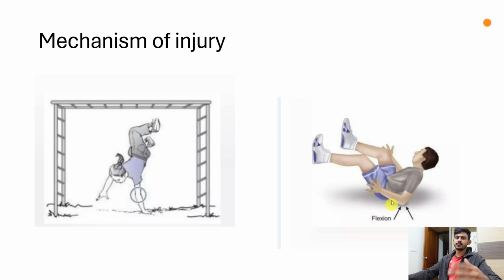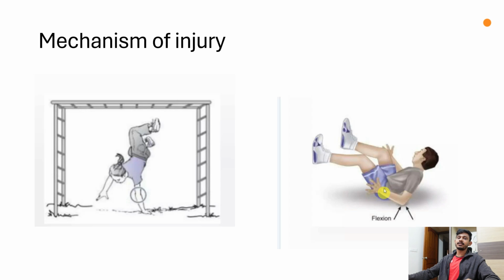So the two most common mechanisms of injury are a fall on the outstretched hand with elbow hyperextended and pronated or supinated, but usually pronated. As you can see with the elbow hyperextended, if there is a fracture in the supracondylar area, it will lead to an extension type of fracture, which I'll be showing you what it is.